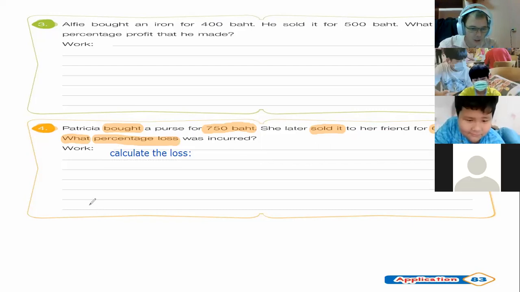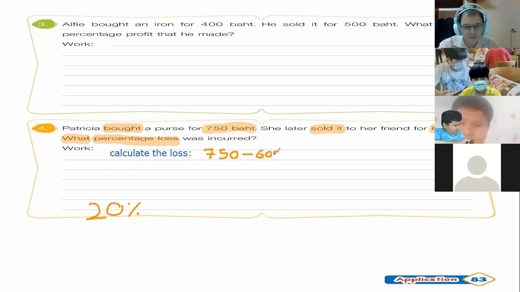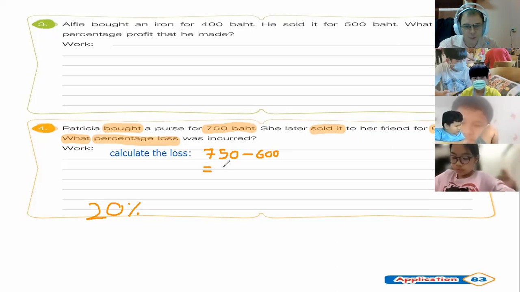20%. Okay, 20%, Tantan says, we put it at the bottom. Let's see if that's correct. But how do we calculate the loss? You can tell me. The 750, which is the purchase price, minus the selling price, equals the loss of how much? $150. 150, excellent. So now we have the loss amount.